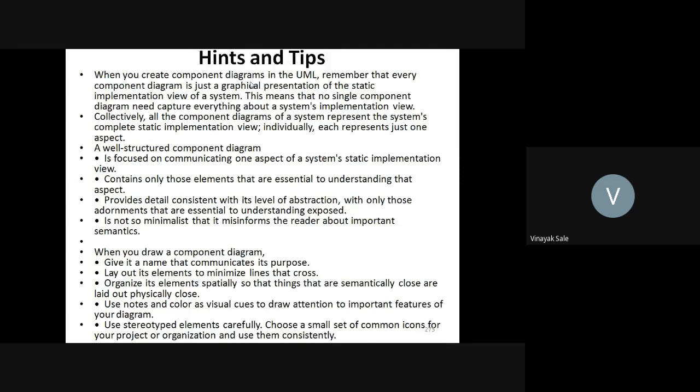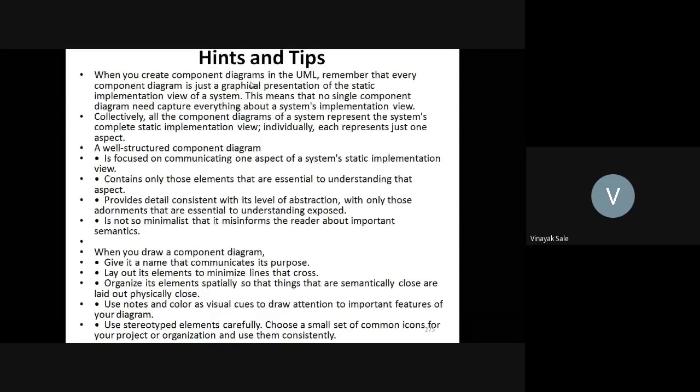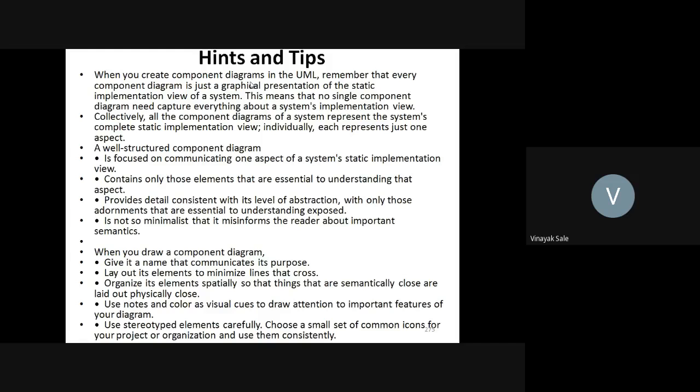So, what are the hints and tips regarding these component diagrams? When you create a component diagram in UML, remember that every component diagram is just a graphical representation of the static implementation view of a system. That is, no single component diagram need capture everything about the system's implementation view. Collectively, all component diagrams of a system represent the system's complete static implementation view. Individually, each represents just one aspect.